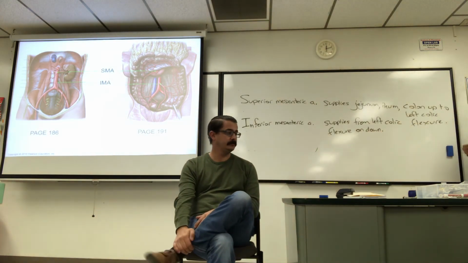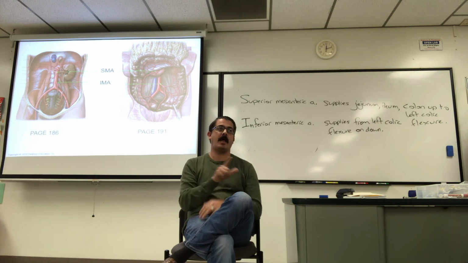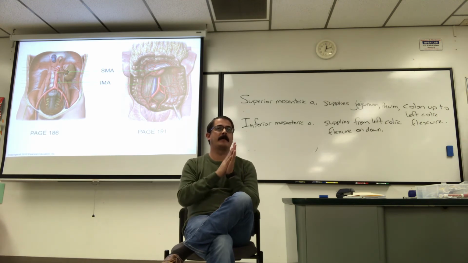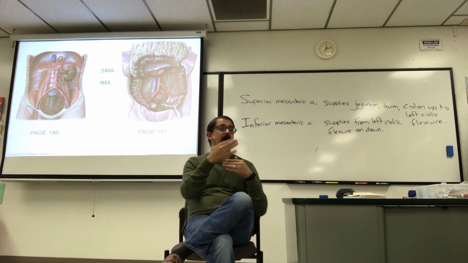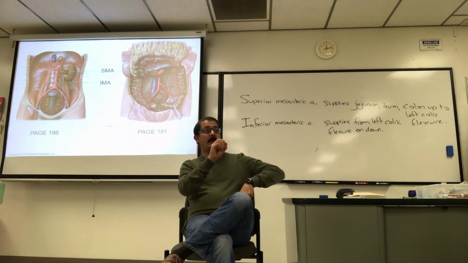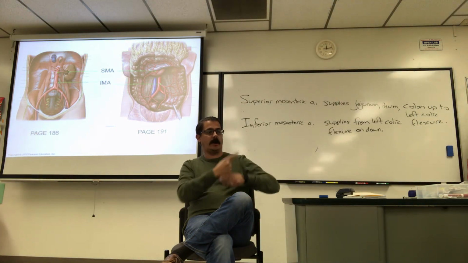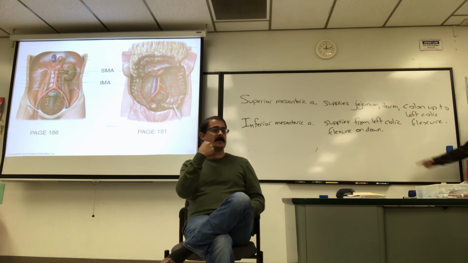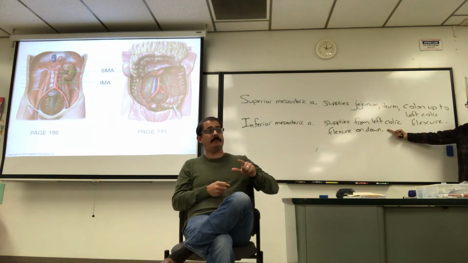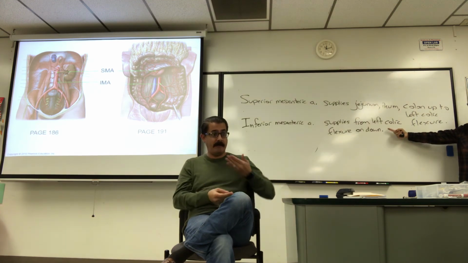That's everything after the left colic flexure. For example, if I say it supplies blood to the descending colon, would that be correct? Yeah, that would be correct. And what if in your notes you say it supplies everything from the left colic flexure on down? Well, what does that mean? It means everything after that.